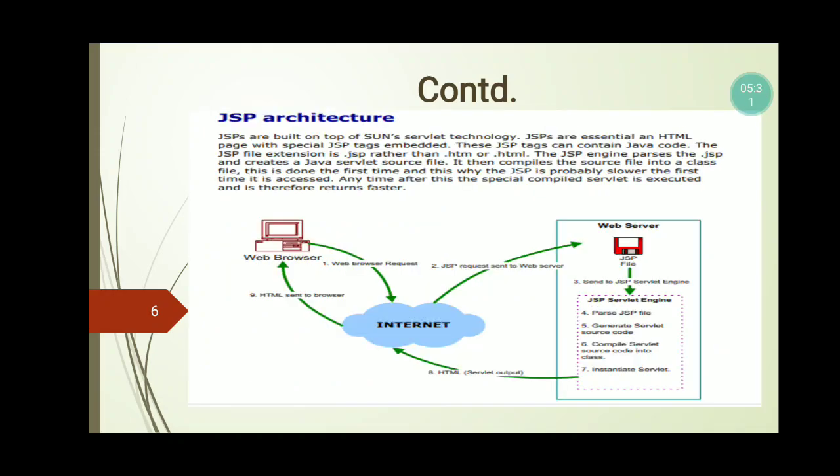Now look at the JSP architecture here. In this architecture we have to note there are many interconnections, or many steps built in. From the web browser, when a client request is accepted, this client request in terms of HTML comes to the internet zone, and via the internet this request is transferred to the web server. The web server accepts it and the JSP technology begins to act on it.